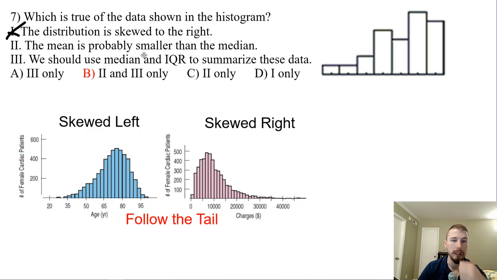We would use the median and IQR. That is true. We can't use mean and standard deviation because it's not symmetric. Well, it is unimodal, but it's not symmetric because it's skewed. Okay, so we have to use the median and IQR. So our answer would be B as in Bravo.